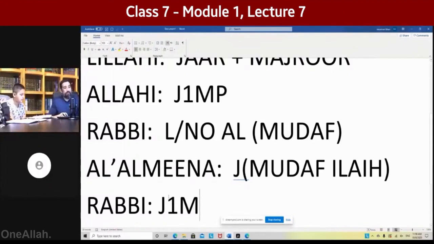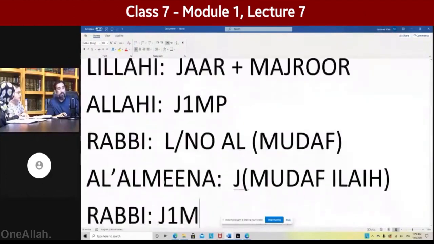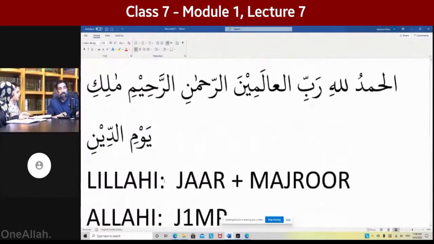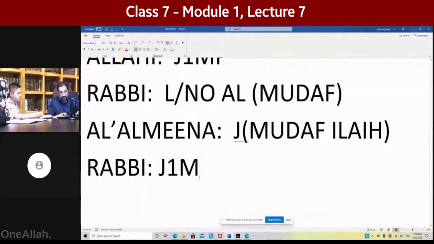Meaning, whenever you have a mudaf, you can get jar, 1 and masculine, fine. But when it comes to proper or common, we have to ask the mudaf ilayh and then come back. So what is the last answer? The last answer is not going to come from Rabbi. What's it going to come from? Al-alamina. Is it proper or common? Proper. Why? Because of the al. Yes, proper. Now, the hardest part.